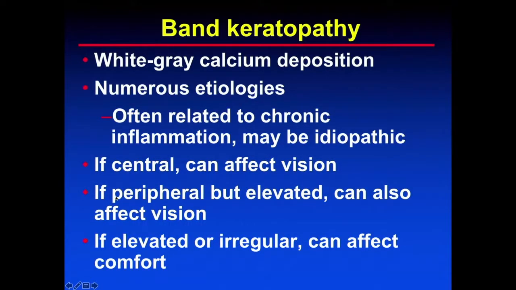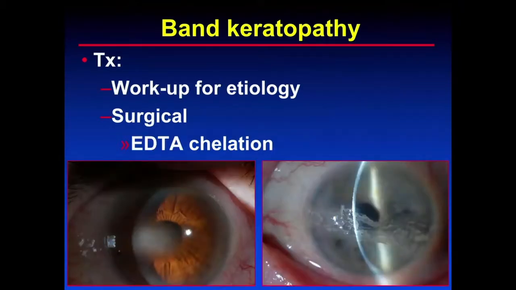And then lastly, band keratopathy is gray-white calcium deposition, with numerous etiologies, often related to chronic inflammation, but sometimes it's just idiopathic. If it's central, it can affect the vision. If it's peripheral but it's elevated, it can also affect the vision. And if it's irregular and elevated, it can affect comfort too.